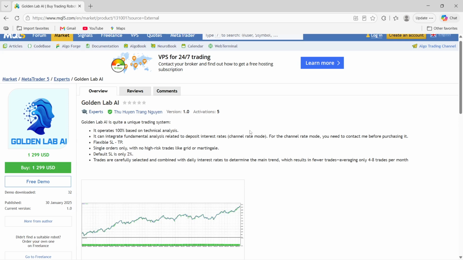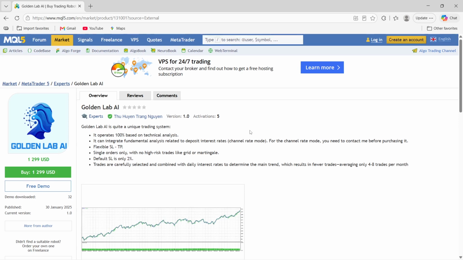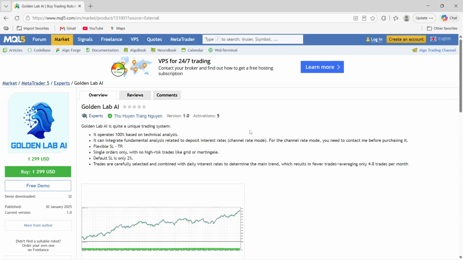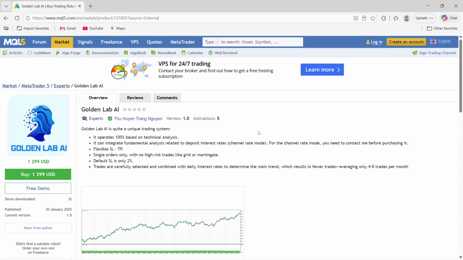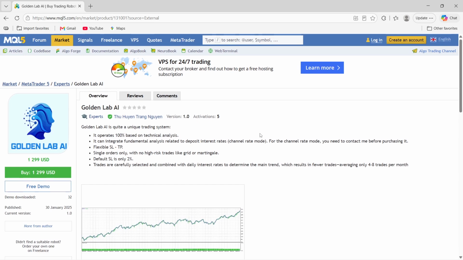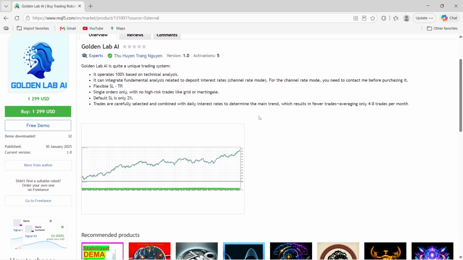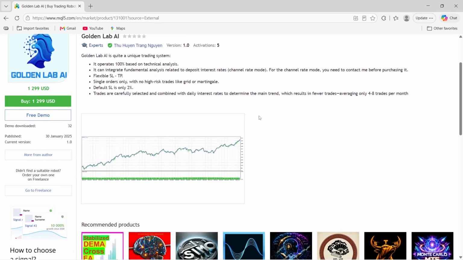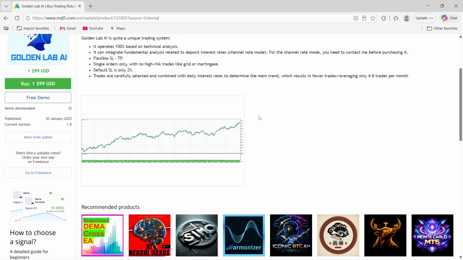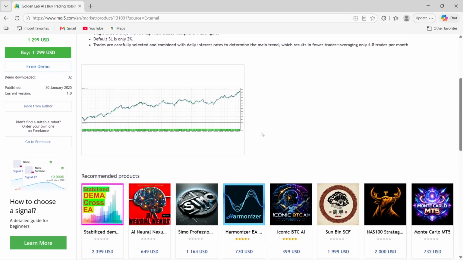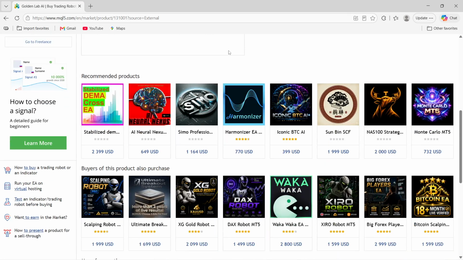So overall, the Golden Lab AI EA offers a thoughtful, low-risk technical approach with flexible options. It has potential for disciplined traders who value safety and quality setups, but like all EAs, it requires realistic expectations, proper setup, and extensive demo testing. Never risk money you can't afford to lose.